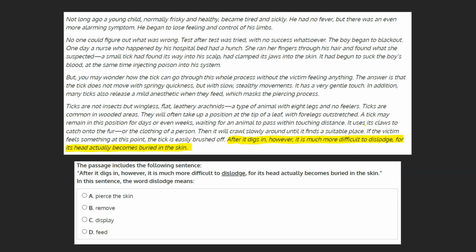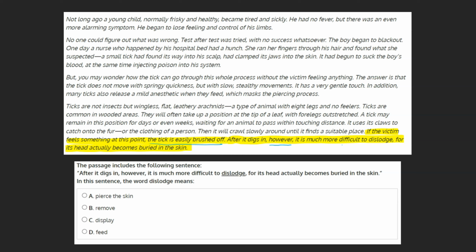To understand the meaning of dislodge, we need to look at the context. The previous sentence tells us that if the victim feels something at this point, the tick is easily brushed off. In our sentence, we have a contrast clue, with our signal word being the word however, indicating to us that whatever we read in the previous sentence, this sentence is the opposite. Because the first sentence says that the tick can be easily brushed off, we know that in our sentence we are going to encounter the opposite.